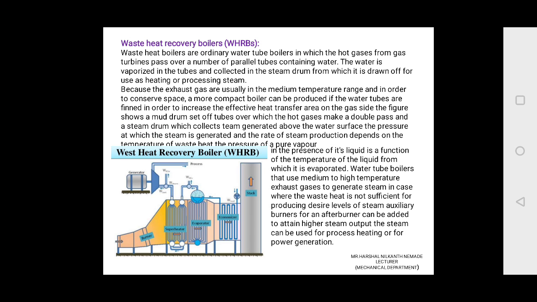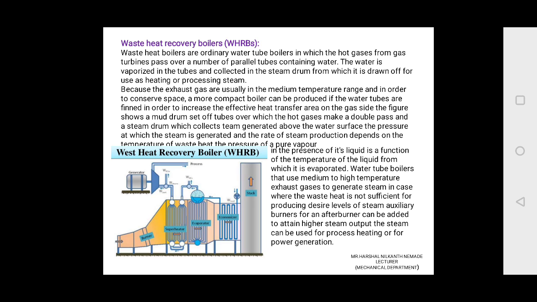Waste heat recovery boiler, we see now what a waste heat recovery boiler is. Waste heat recovery boilers are ordinary water tube boilers in which the hot gases from the gas turbine pass over a number of parallel tubes containing water. The water is vaporized in the tubes and collected in the steam drum, from which it is drawn off for use as the heat or process steam.